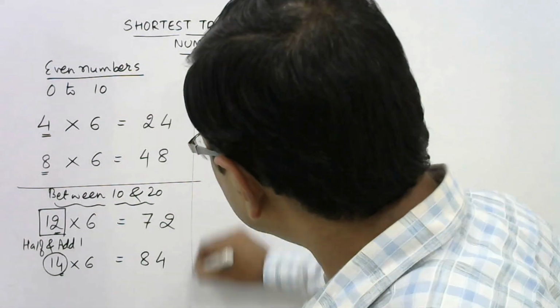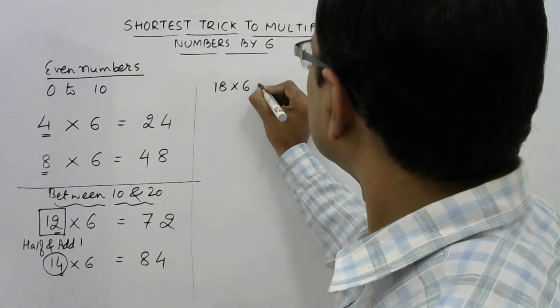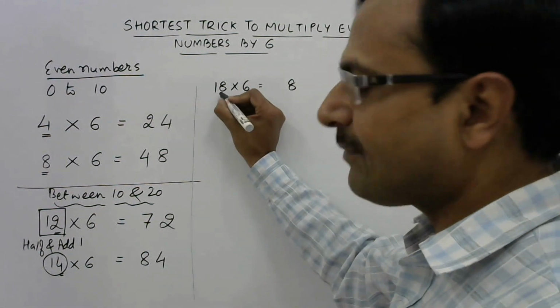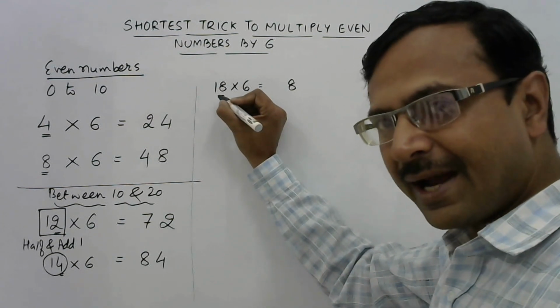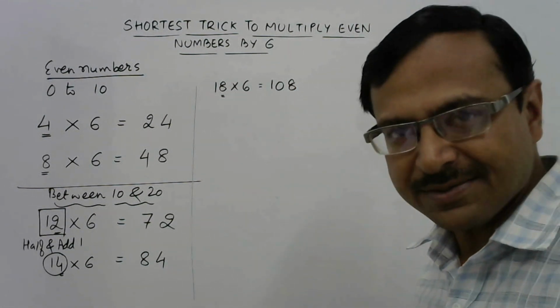Suppose you have 18 into 6. So our answer is going to end with 8. And what is half of 18? Half of 18 is 9. 1 more than that, 10. So you have 108 as the answer.